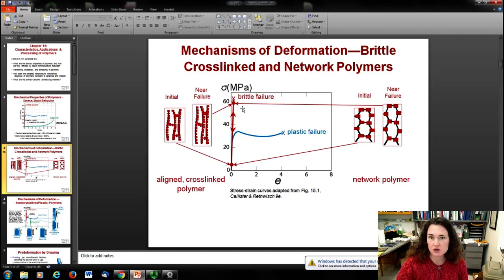Okay, so if you look at what's going on for cross-linked or for networked polymers, okay, these are ones where there's a lot of bonding amongst the chains of the polymer. And those are the ones that are typically your brittle polymers that have the failure and don't have that plastic or deformation region. And what's happening with them is that the bonds themselves are lengthening and the angles of the bonds are changing as the stress is applied until it can't give anymore, and then you get your brittle fracture. Okay? For plastic failure, the mechanism is a little different.